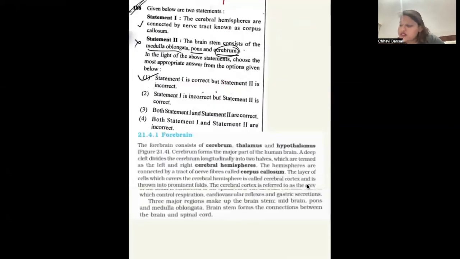Next is, this question is taken again from the nervous system. The cerebral hemispheres are connected by a nerve tract known as corpus callosum. That is true. You can read it. The hemispheres are connected by a tract of nerve fibers called as corpus callosum. Statement true is correct. The brain stem consists of medulla oblongata, pons, and cerebrum. No. So the brain stem forms the connection.